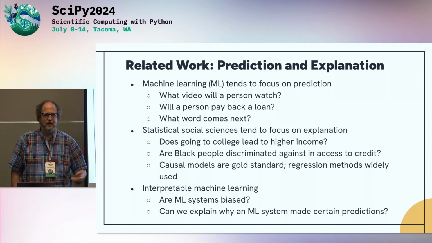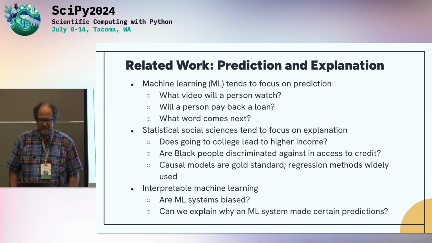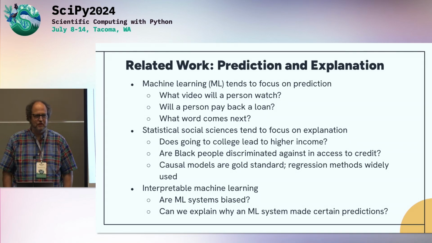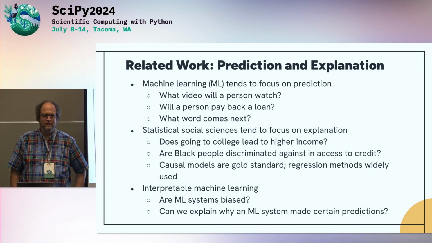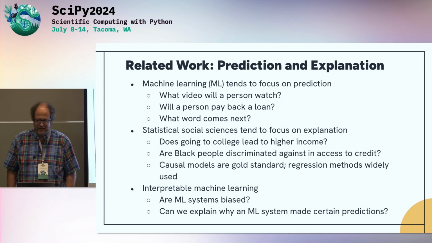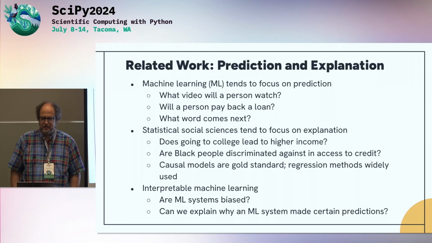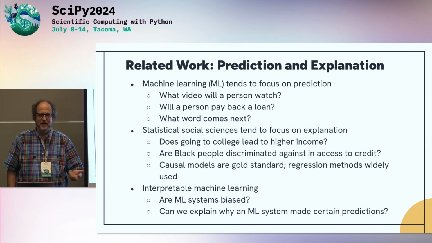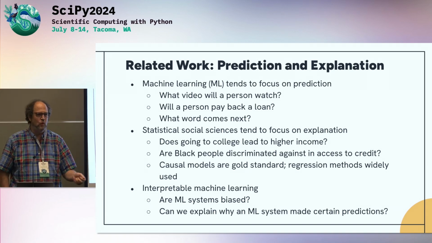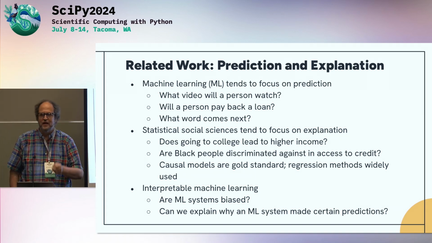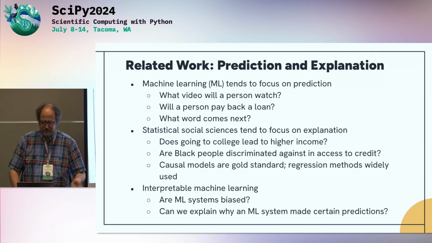And then the final thing that we'll bring into this is interpretable machine learning, which evolved from the question, in many cases, of whether there's bias in machine learning systems. To answer that question, techniques were developed to explain why exactly a prediction was made given a particular input. So we'll see all of those come together in this work.